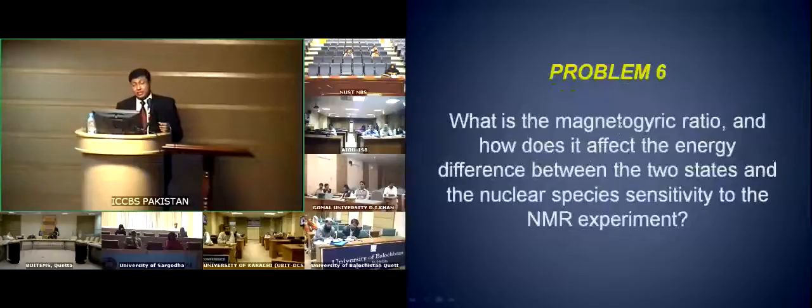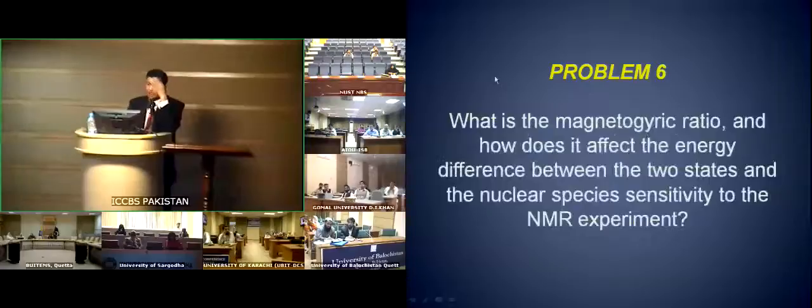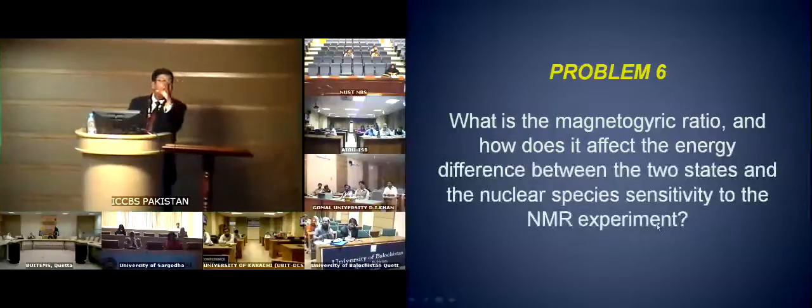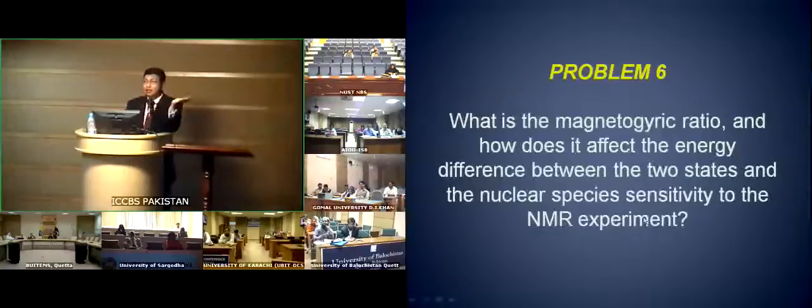And I would also like you to understand the magnetogyric ratio. The correct word is gyromagnetic ratio. And how does it affect the energy difference between the 2 states or 3 states or 5 states or 6 states, and the nuclear species' sensitivity to the NMR experiment. Now, sensitivity primarily means population difference, because that is what your NMR signal is. Your NMR signal is the population difference, because that is the only signal capable of going to the XY plane.